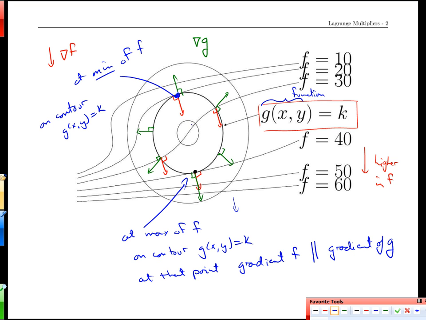So this is the graphical interpretation of what we would like to do, but we're going to use this to generate equations that let us solve for these points, based on this observation that at the maximums and minimums of our function on a constraint, the gradient of the constraint function and the gradient of our surface are going to be parallel to one another.